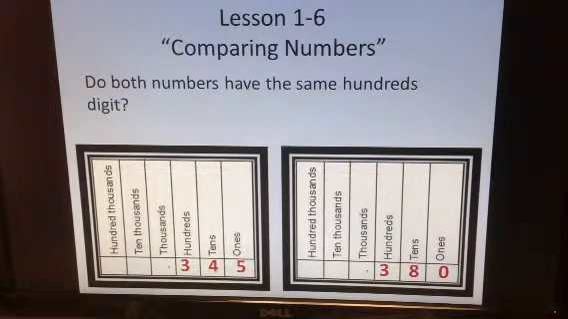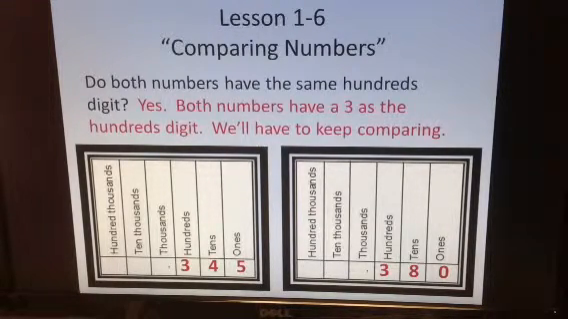Now, if I want to compare, I first start by looking at the biggest digit. I'll look at the hundreds place. That's the biggest digit here. Do both numbers have the same hundreds digit? Yes. Both numbers have a 3 as a hundreds digit. We'll have to keep comparing to find out which is bigger.